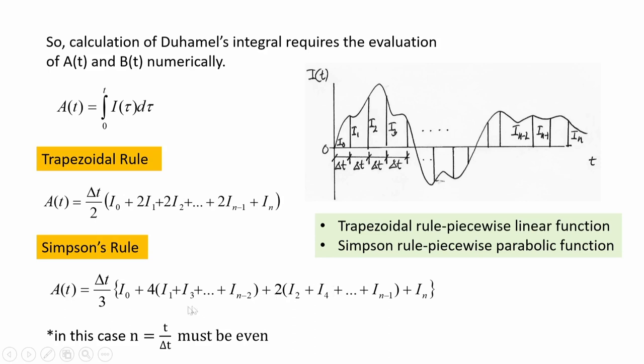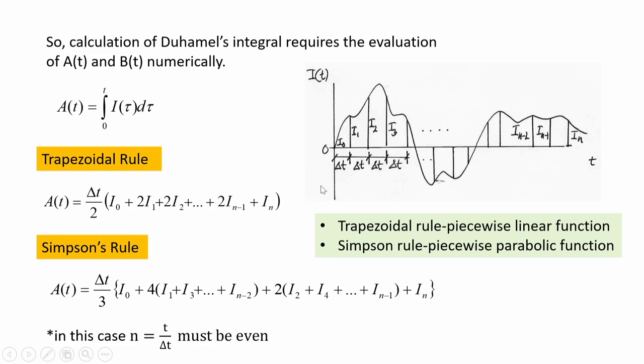You can see here I0 is the first ordinate and IN is the last ordinate. So we have written I0 and IN. Then I1 is the second ordinate, so it is an even ordinate. I3 is the fourth ordinate, so it is also an even ordinate. So 4 times the sum of the even ordinates, that is, 4 into I1 plus I3 plus dot dot up to IN minus 2, plus 2 times the sum of the remaining odd ordinates.